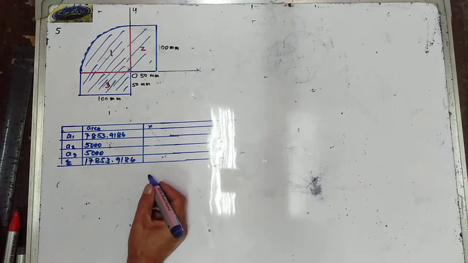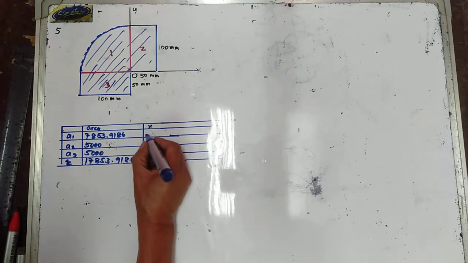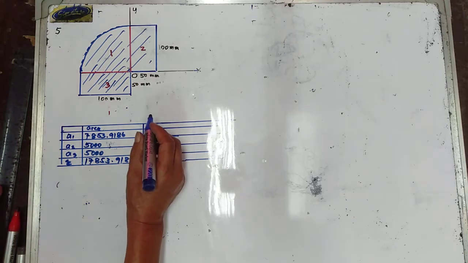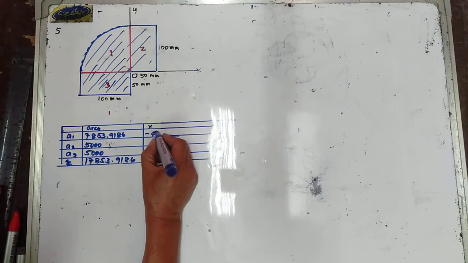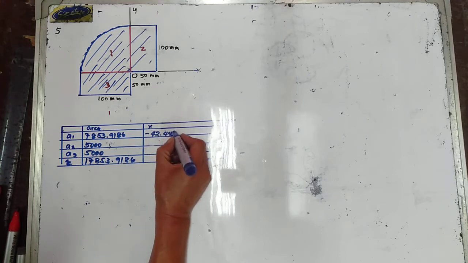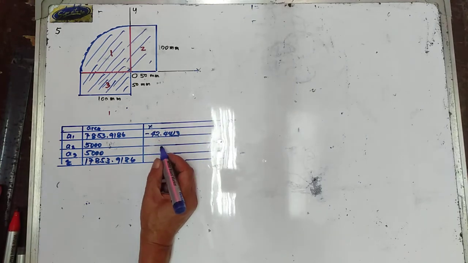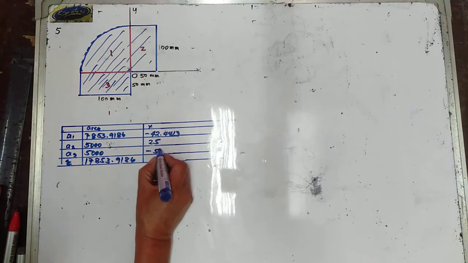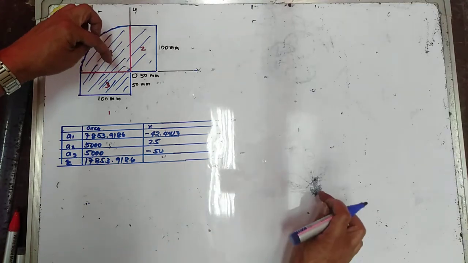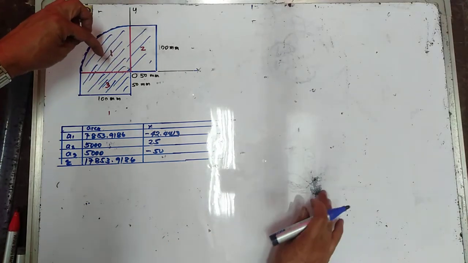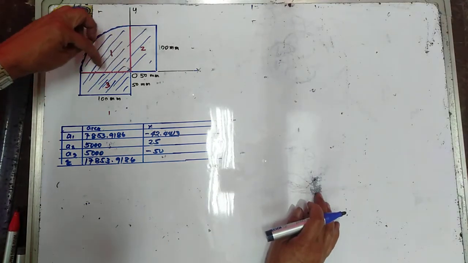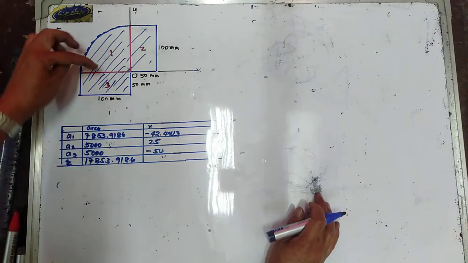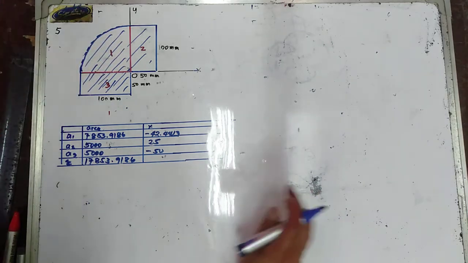So let's try to determine your x. X1 is negative 42.4413, X2 is 25, X3 is negative 50. You try to take note, I was not able to place the negative sign. It should have been negative 50 because it is to the left of the origin. So that is your x3.